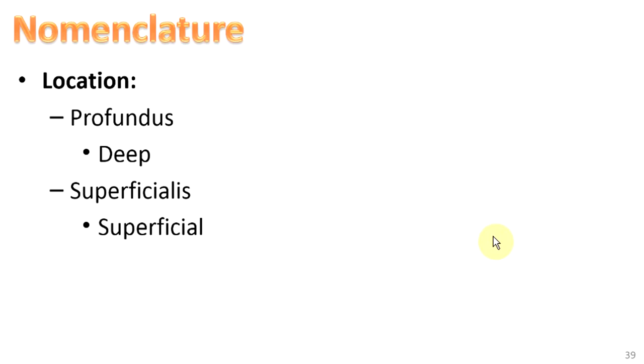We're not going to actually talk about any of those, but when you're talking about the extrinsic hand muscles and wrist muscles, there are profundus and superficialis groups. In a higher anatomy class, you'll learn those. This anatomy class is not for that.